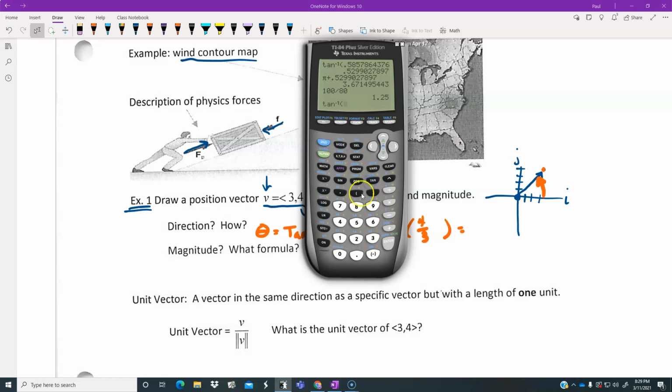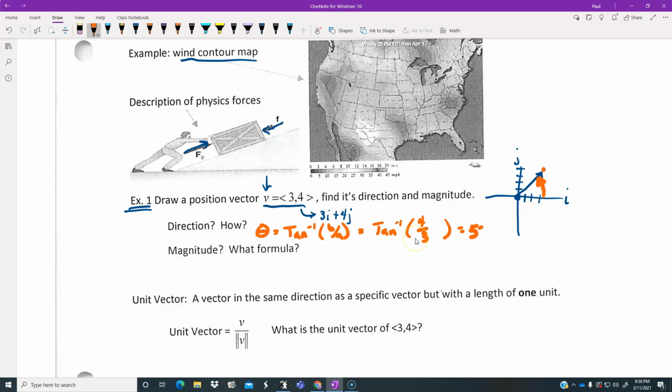And I've got to make sure that when I'm doing this, I'm thinking about what quadrant it actually turns out to be in. And this would be a 53.1 degree angle in the first quadrant. And that coincides with my picture in the first quadrant. Now, one of the things you're going to get very, very good at when you do vectors is, number 1, you're going to need to draw a picture. Okay? Pictures are totally key in being able to write and do vectors in general.